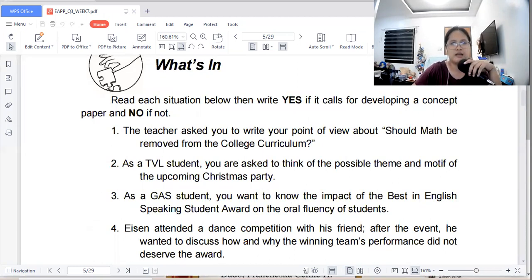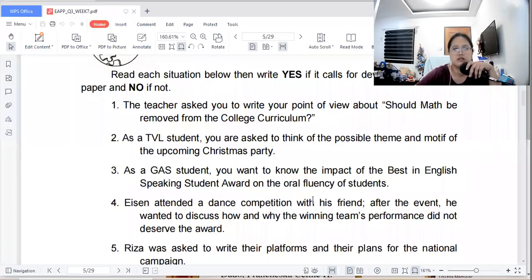Number one, the teacher asked you to write your point of view about whether math should be removed from the college curriculum. Does it need to be defined? Does it need to be described further? Is it a yes or a no? Primarily, this item is more of an argumentative type, where you would have to persuade or defend your stand. So it's a no.